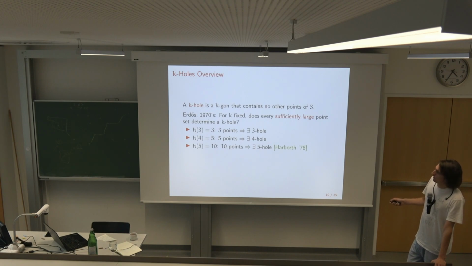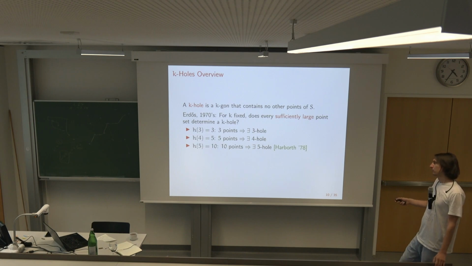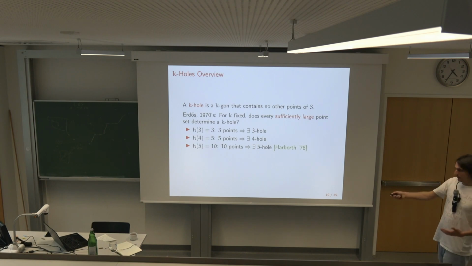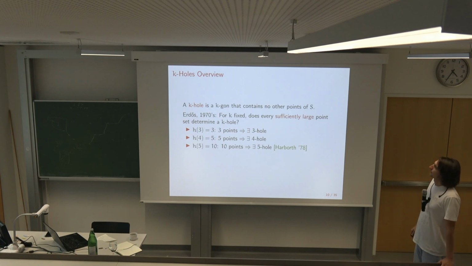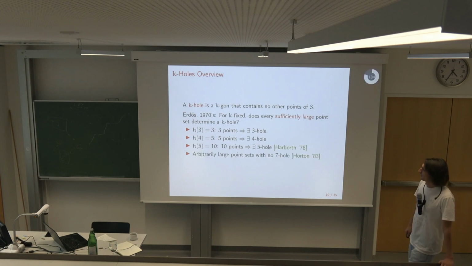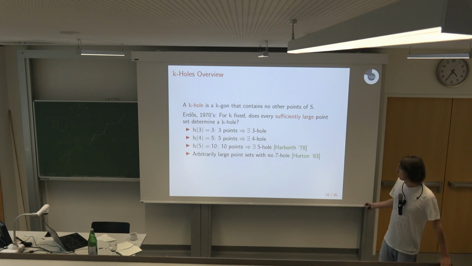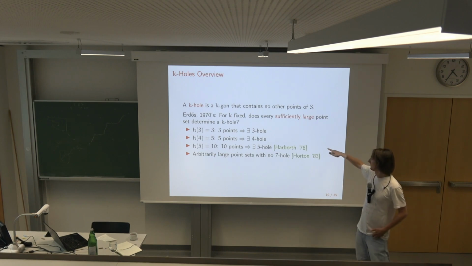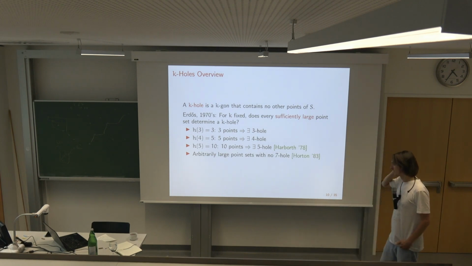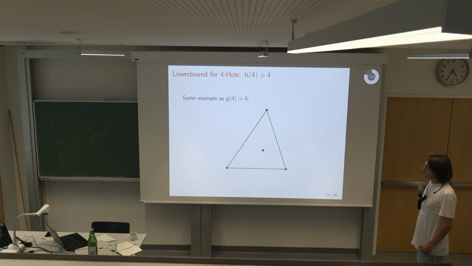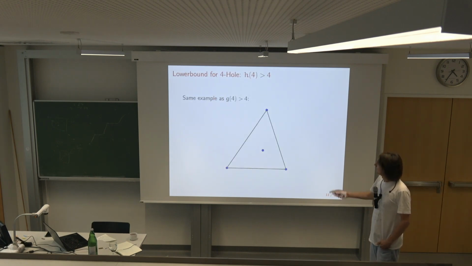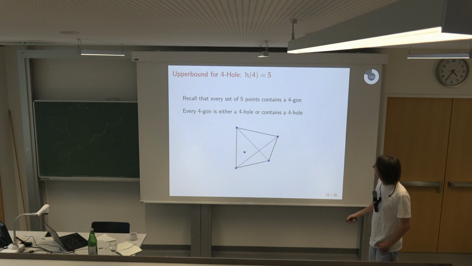And Harborth showed, okay, before, G of 5 was 9. Harborth showed, okay, you need 1 more point. 10 gives you a 5-hole. So it's not the same. It's not the same question. But could it be that it exists? And the answer is no. So Horton showed, not immediately, but only a few years later, showed there are large point sets with no 7-hole. And as I said, the triangle with 1 point is not that interesting.